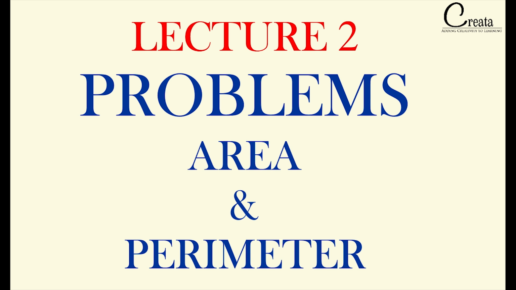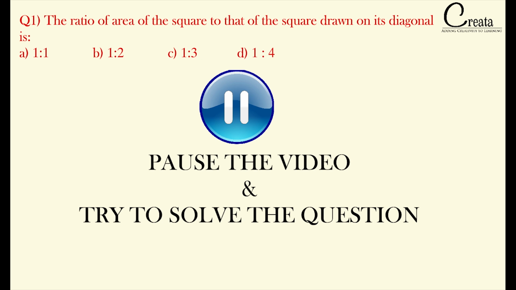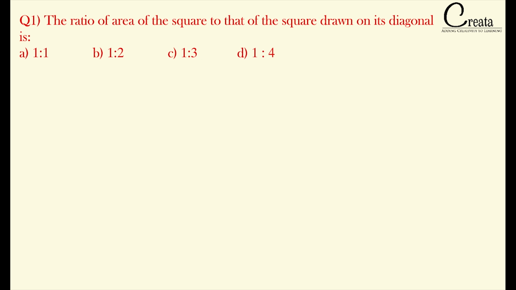Let's take our first question, that is, the ratio of the area of a square to that of the square drawn on its diagonal is. 4 choices are given. The answer to this question lies in the visualization of the question. So first of all, we will try to visualize the question. Once we are able to visualize the question, the answer will come automatically. Let's see what I am talking about.